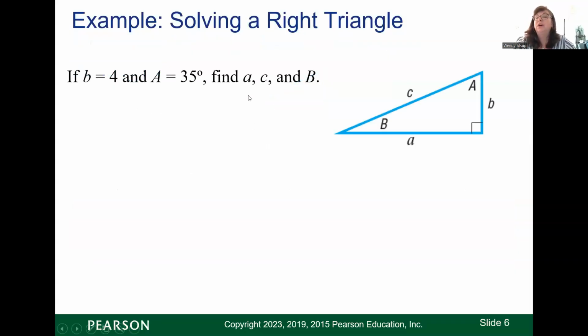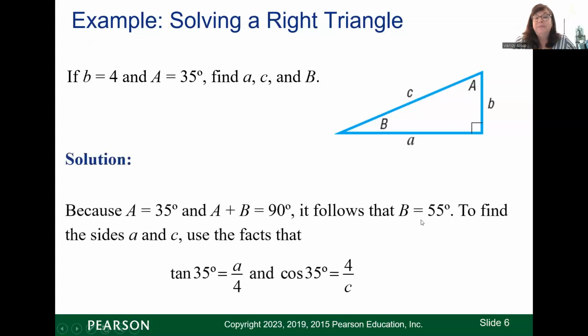What we mean when we say solving a right triangle is that we're going to find all of the angle measures and all of the side lengths. So we know in this one that side b is 4, the side opposite of angle B, and angle A is 35 degrees. If angle A is 35 degrees, you immediately know B is just 90 minus 35, so B is 55 degrees.